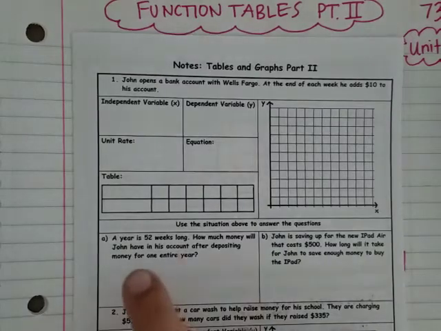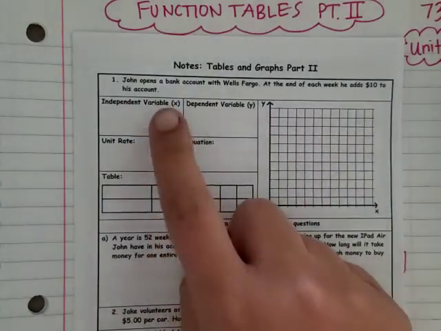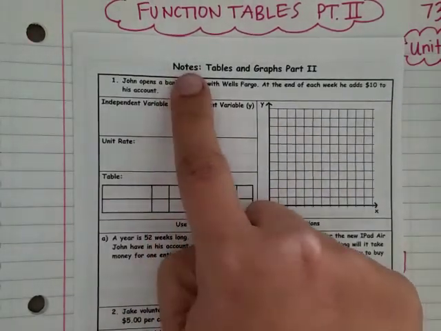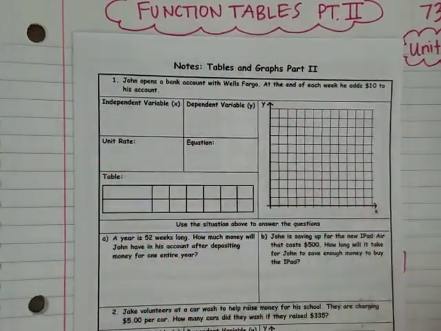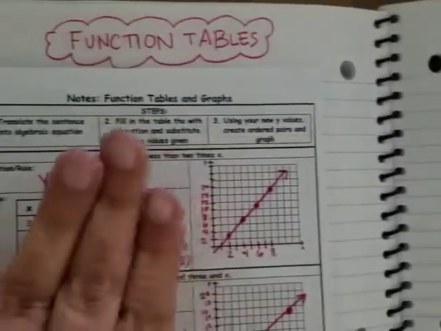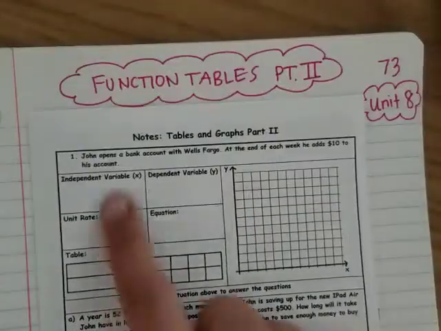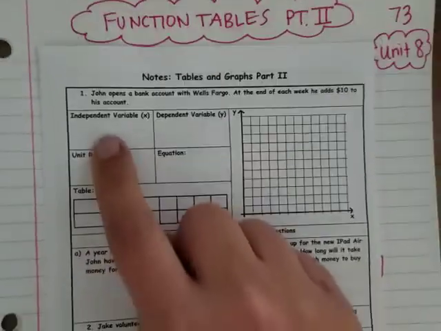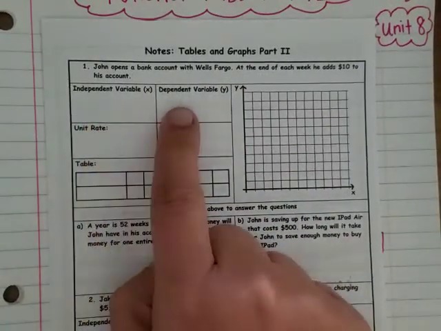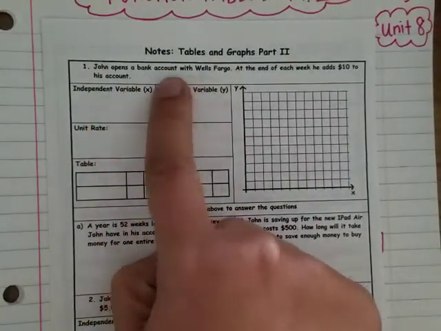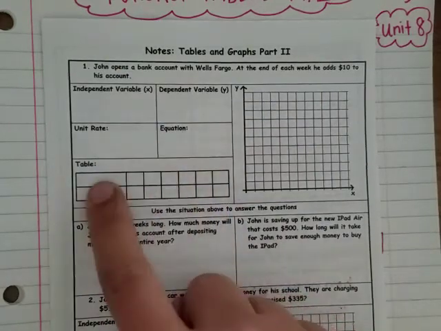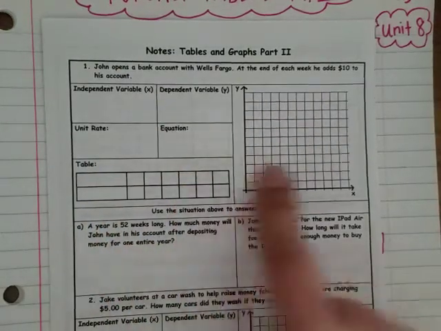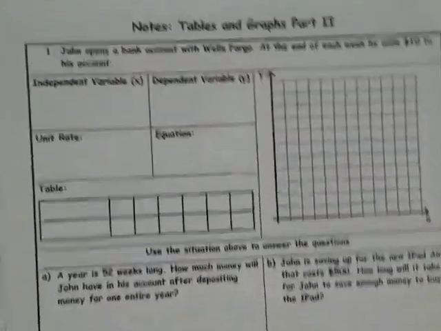Afternoon. This is the last video of our Unit 8 notes. So this notes page is on Tables and Graphs Part 2. We're going to extend what we did in Part 1, and now we're also going to talk about the independent versus the dependent variable in the word problem. We're going to talk about unit rate, the equation given, fill in our table, and then graph. So let's get started.